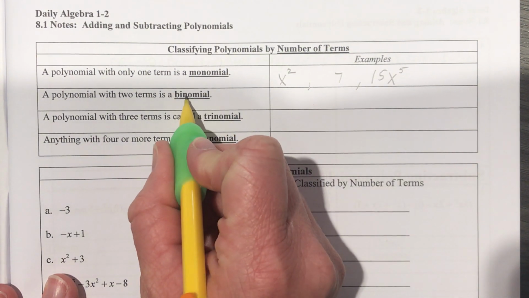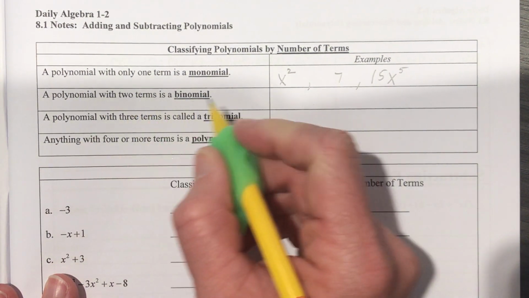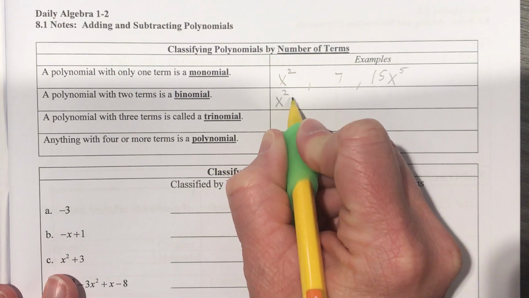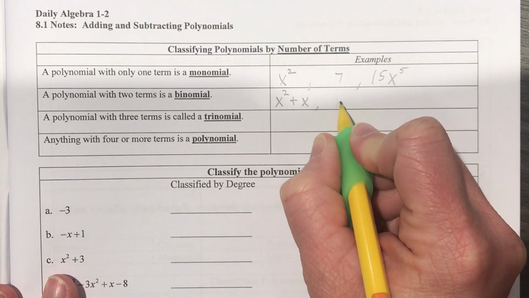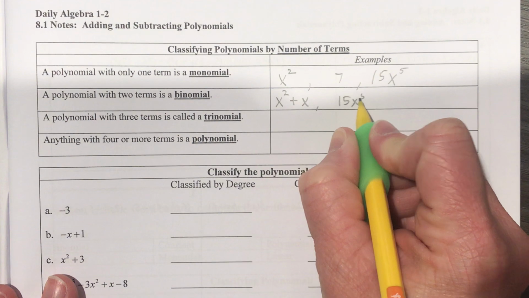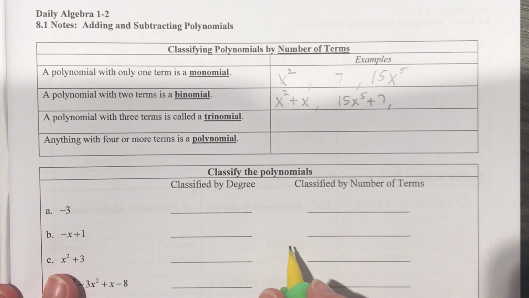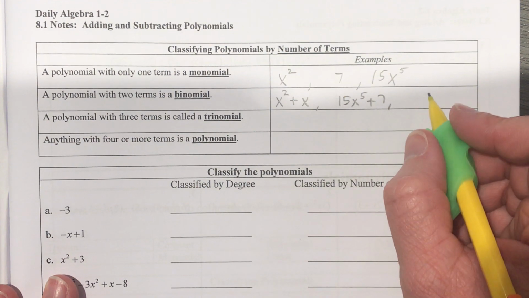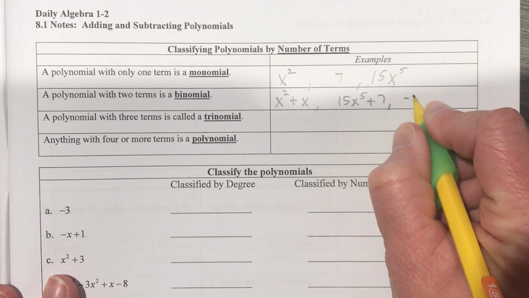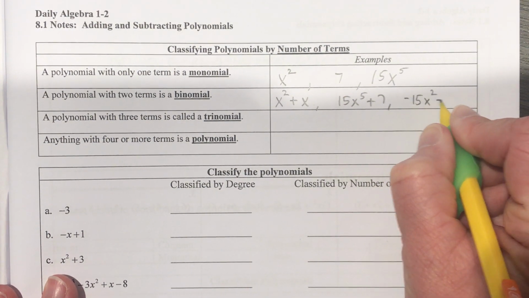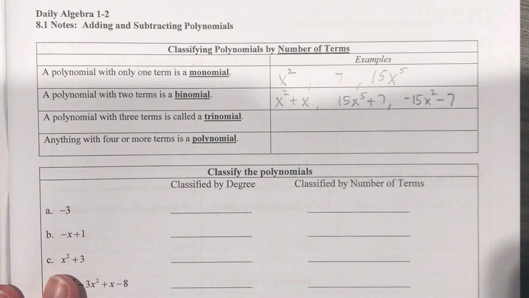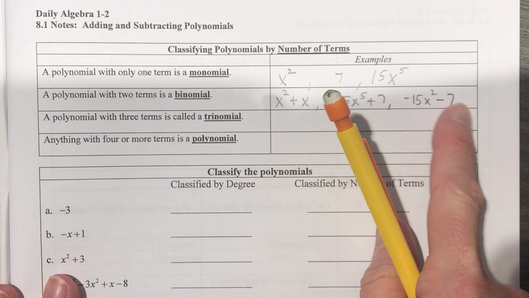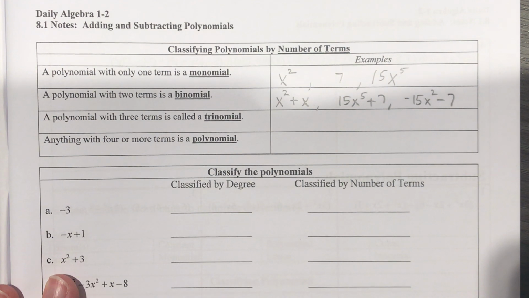Another one here for binomial, meaning 2 terms, could mean you have an x squared plus an x. It could mean you have your 15x to the 5th plus 7. So there is going to be 2 terms separated by either a plus sign or a minus sign. You could maybe have negative 15x squared minus 7. So the signs don't matter as long as you have 2 things connected by an add or subtract.